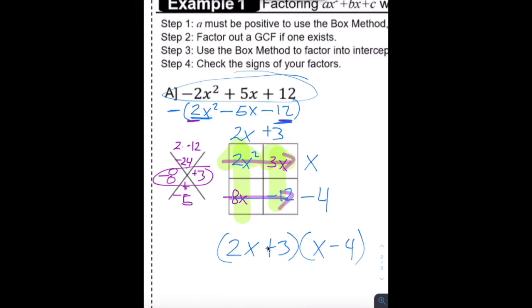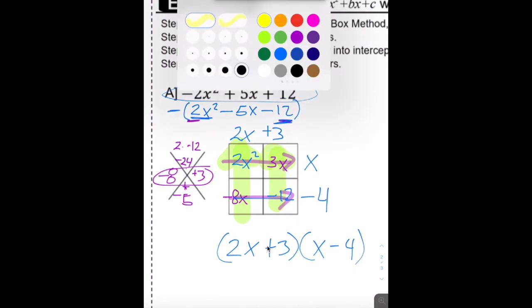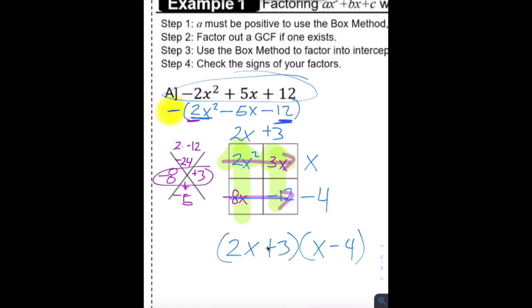And if you forget to do something, remember what we said. There is a negative right here. So this negative needs to also come down here so you can have the final answer.